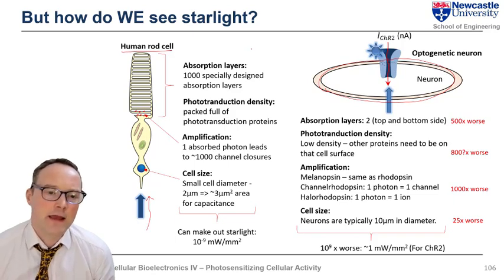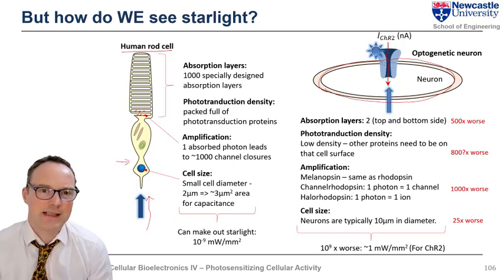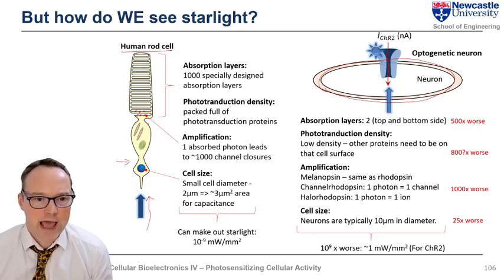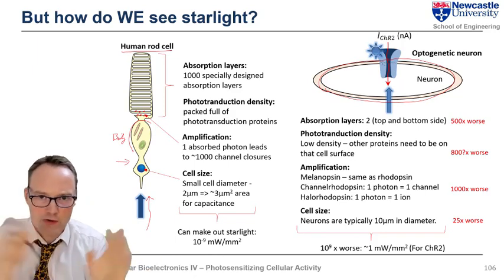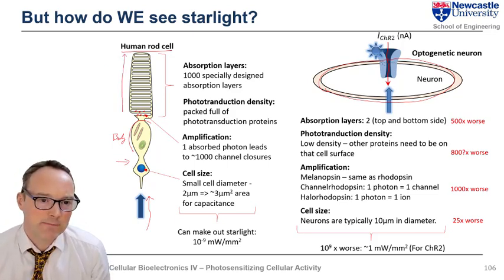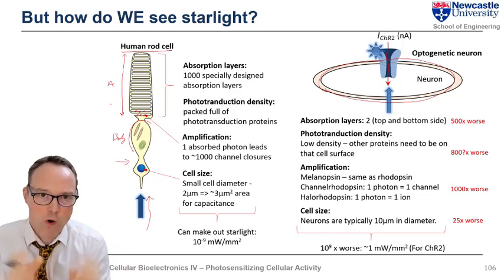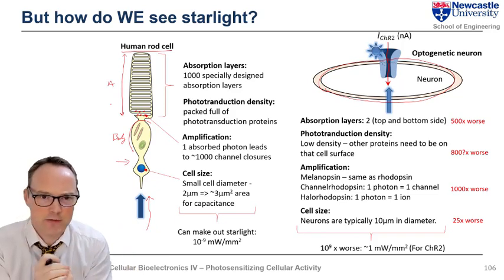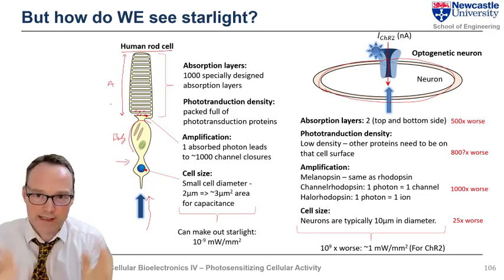The second thing is that the only purpose for these human rod cells is to sense light. So you have a cell body here. This is the body, and that's got the mitochondria and the nucleus and all the components that keep the cell alive. But then you've got these special absorption layers whose only purpose is to absorb light. So they're packed full of all of these rhodopsins and their G protein cascade components, packed full of the things that are used to sense the light.